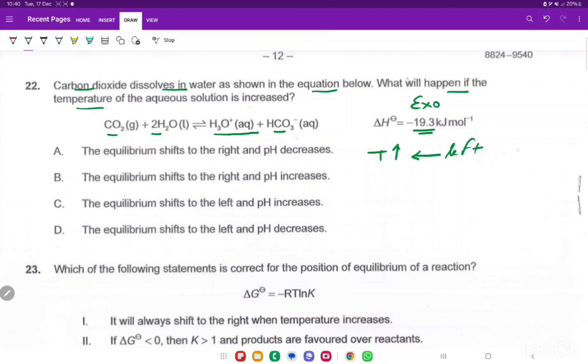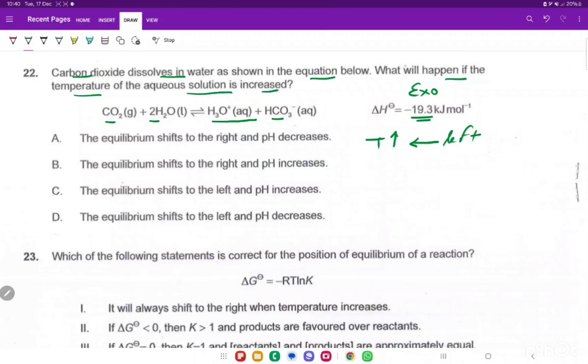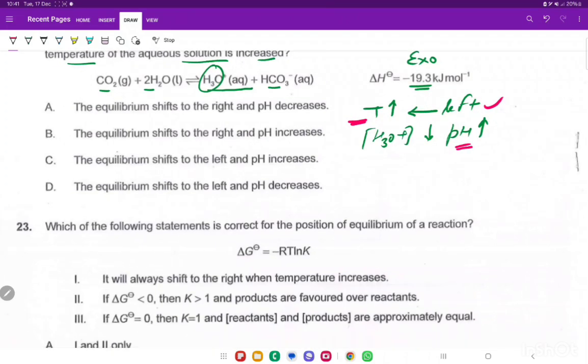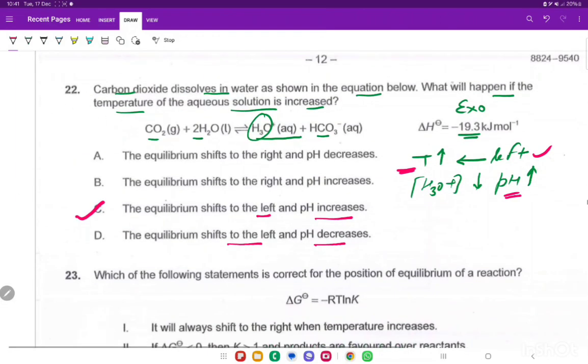What happens if the temperature of the reaction is increased? If I increase temperature, the reaction always moves towards the left hand side, towards the reactant side, in an exothermic reaction. When it is moving towards the left hand side, the concentration of H3O plus ion will decrease. This concentration of H3O plus decreasing means pH will increase. Thus the answer will be C. The reaction will move towards the left hand side and the pH will increase. Answer is C. Question 22, answer is C.